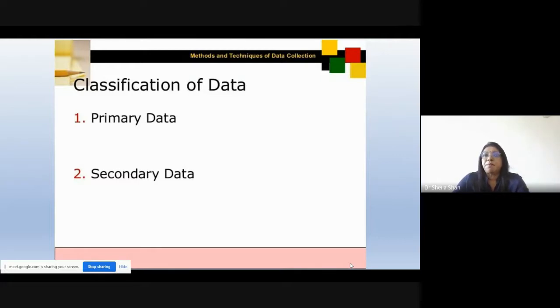For example, X-ray. You want to study the disease from X-rays, and you want to categorize your patients. The data is already there, so it's called secondary data. It's a very simple language. Primary data is the data that you are collecting now.